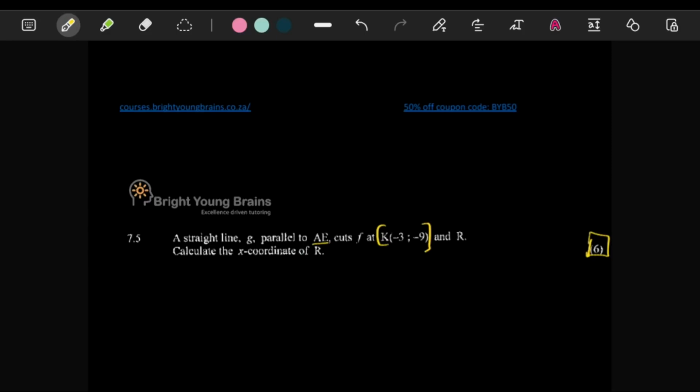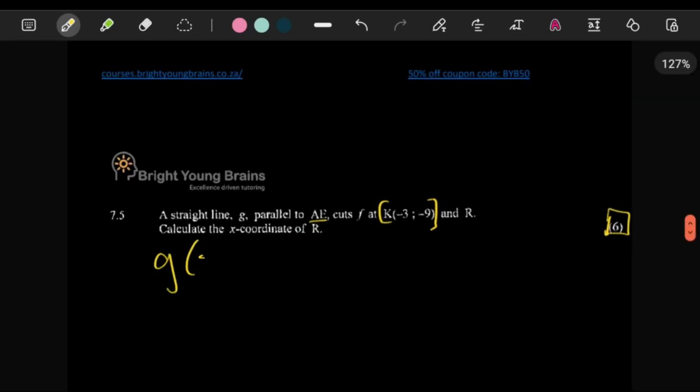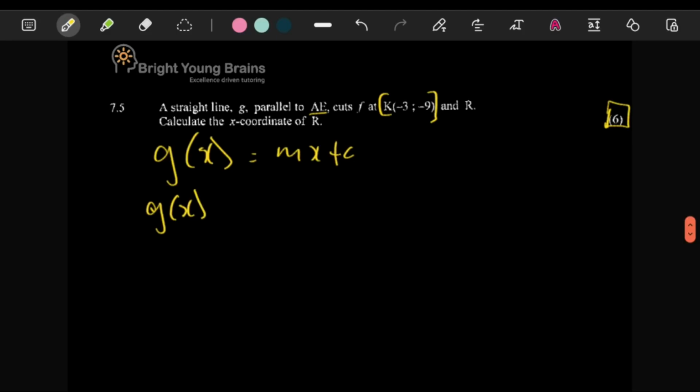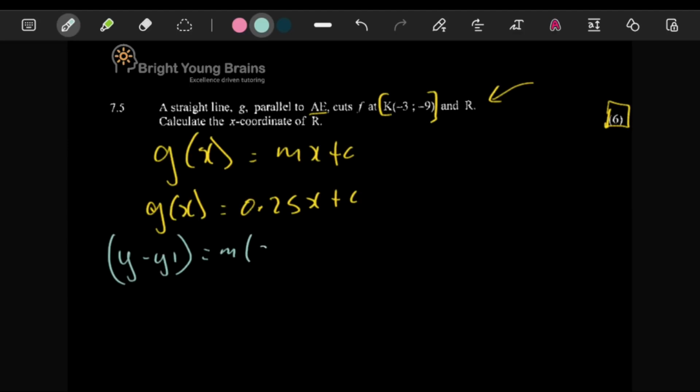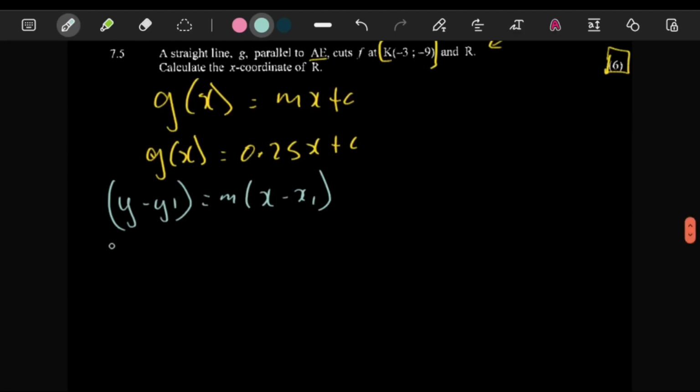Well, G is parallel to AE. If G is a straight line, it means that G is equal to mx plus c. Furthermore, if G is parallel to AE, it has the same gradient as AE. Before you even worry about R, let's get the equation of G using the formula y minus y1 is equal to m times x minus x1. What we know is y represents a y value that the graph passes through, so it's negative 9. The gradient is 0.25, and the x value is negative 3.